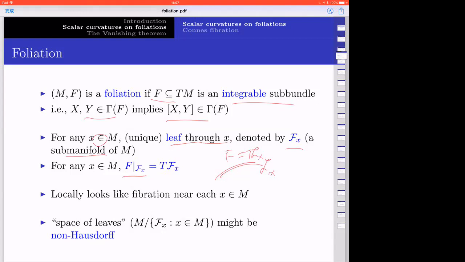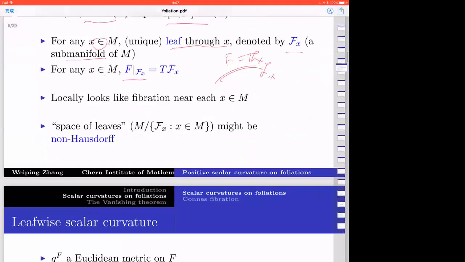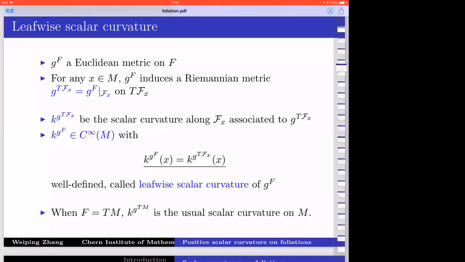So that indicates the complexity of studying questions of foliations. But still, we try to generalize as much as possible, to study what kind of geometric structures can be generalized to the case of foliations. For example, here we will talk about how to generalize the concept of scalar curvature to the case of foliations.